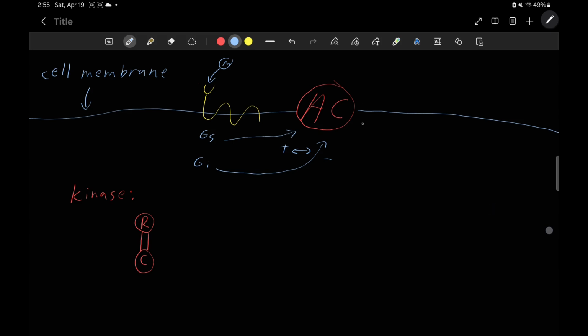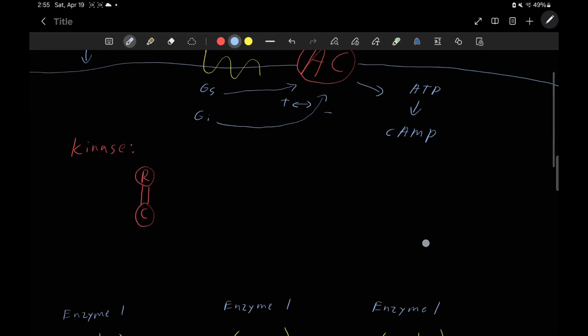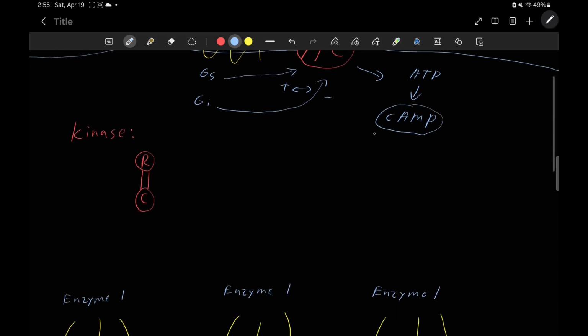Now, adenylyl cyclase turns ATP inside your cell into cAMP, which is a common second messenger that goes over to your protein kinases. And remember, your kinases have a regulatory component which keeps your catalytic component in check. What cAMP does is it binds to the regulatory components, and so now the catalytic components are free and active, and they can go off and do their thing.